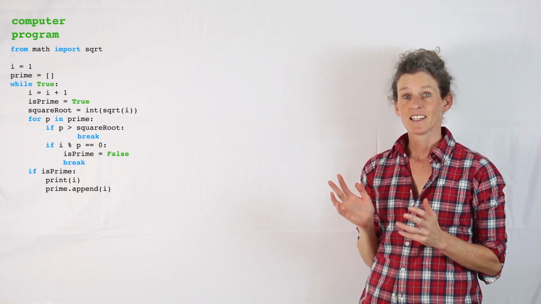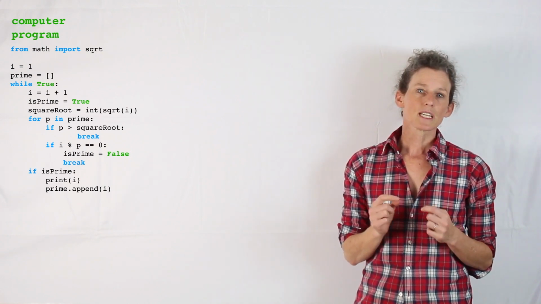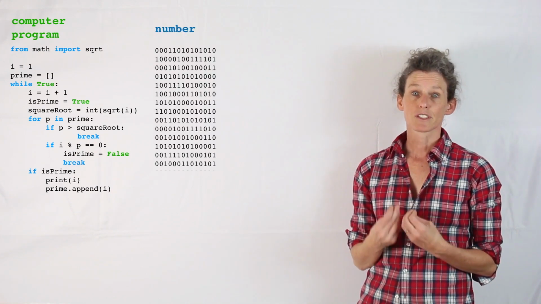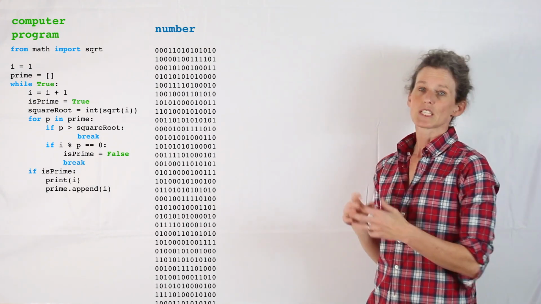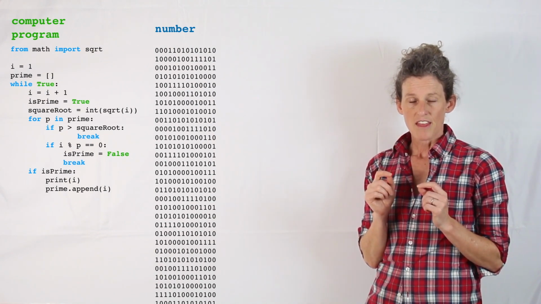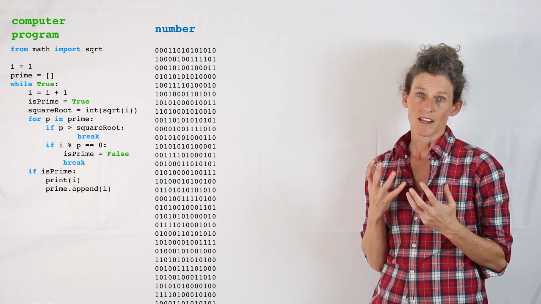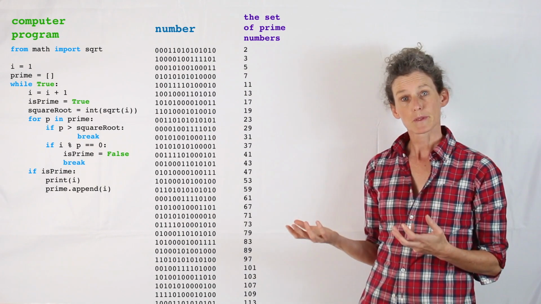Here's one of my favorite examples. This is a computer program that I wrote. So it's definitely a string. But when it gets written down on my computer to be run by the computer, it's written as a big long string of zeros and ones. So it is a program, but it's also a number. So the other thing that we can do with this program is we can run it. And when I run it, it generates these numbers, which are the prime numbers.